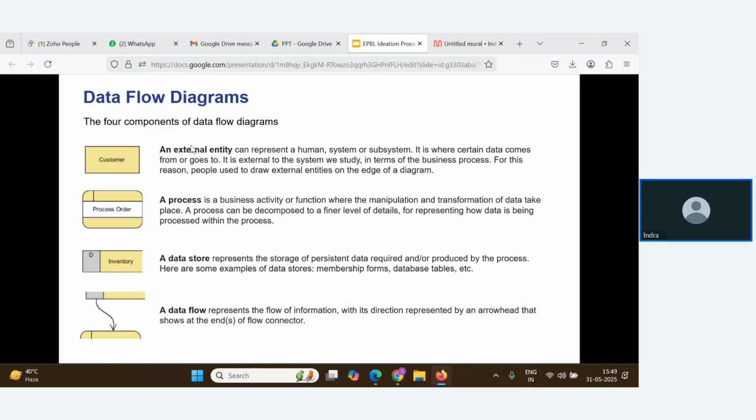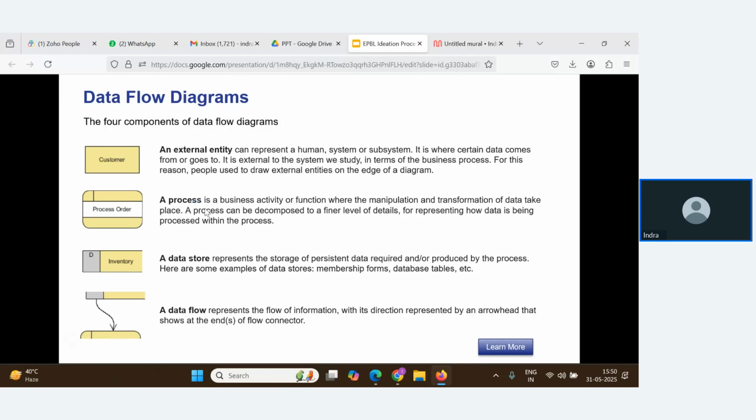First is the external entity. External entities are represented by rectangles with some lines coming in and going out. This external entity can be a person, a system, or an organization outside the system that it is interacting with. For example, a customer, a supplier, or any other application. It's the place where the system gets data from and sends data to. External entities are drawn at the edges of the diagram, and since they're outside the system, they show how the system is connected with the outside world. Then you have the process.